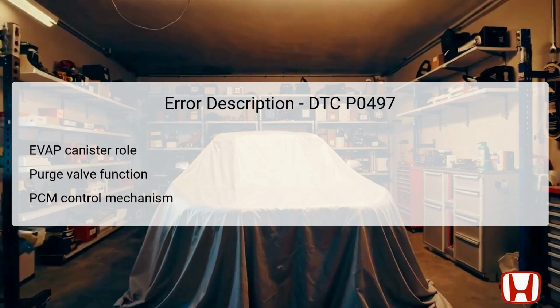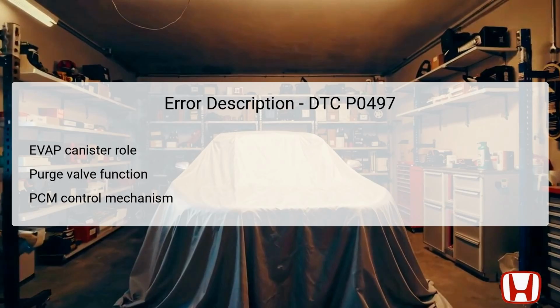The Evaporative Emission EVAP canister plays a critical role in storing excess fuel vapors from the fuel tank and releasing them into the engine during combustion through the EVAP canister purge valve. This valve opens based on commands from the Powertrain Control Module, PCM, which dictates how much vapor is released based on real-time engine conditions. Typically, when the EVAP canister purge valve is functioning correctly, it allows vapors to flow, thereby preventing potential emission problems and improving overall vehicle efficiency.